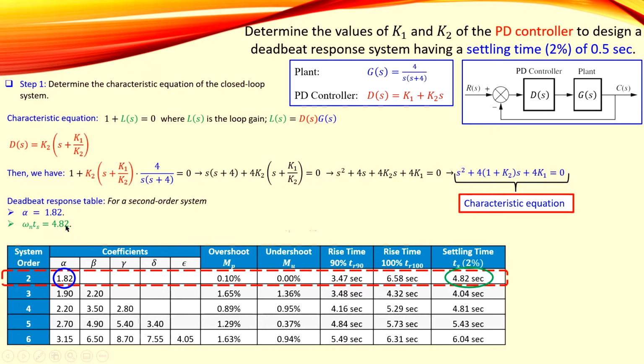So if I now say for a settling time with a 2% criterion of 0.5 seconds, what do I have for omega n, which is the natural radian frequency? Using the formula here, Ts is equal to 4.82 divided by omega n, or omega n is equal to 4.82 divided by Ts. Substituting the values, you get 9.64 for your omega n, which will be used as a parameter for the analysis.